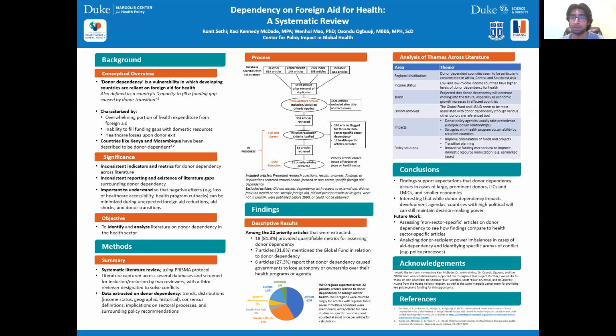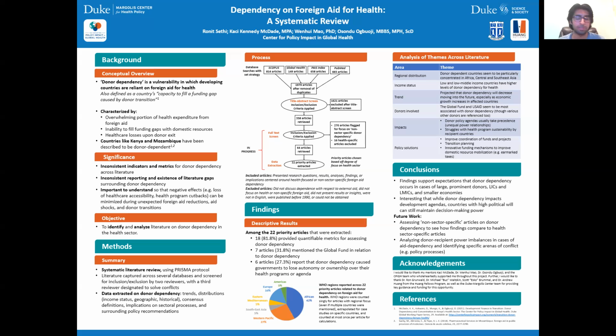The trend that was seen across the literature was that donor dependency is projected to decrease as economic growth within developing countries increases. In terms of donors involved, like I said, the Global Fund and also US aid seem to be most associated with donor dependency, which again makes sense because these very large prominent donors, when they're giving large amounts of funds, it's easy to imagine why a country might become dependent upon those funds over time.